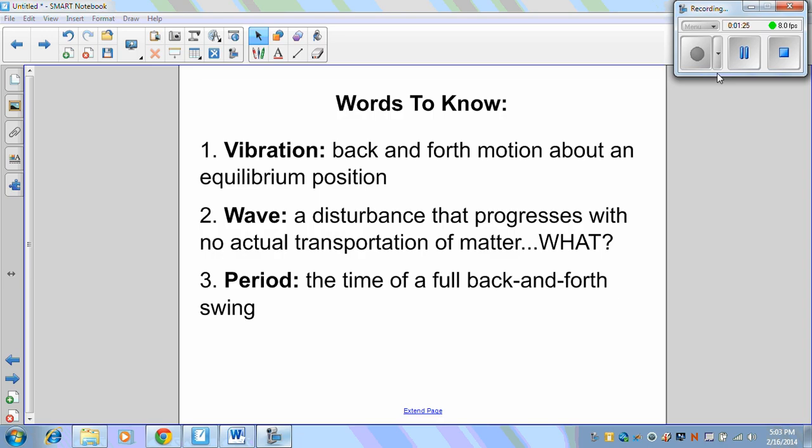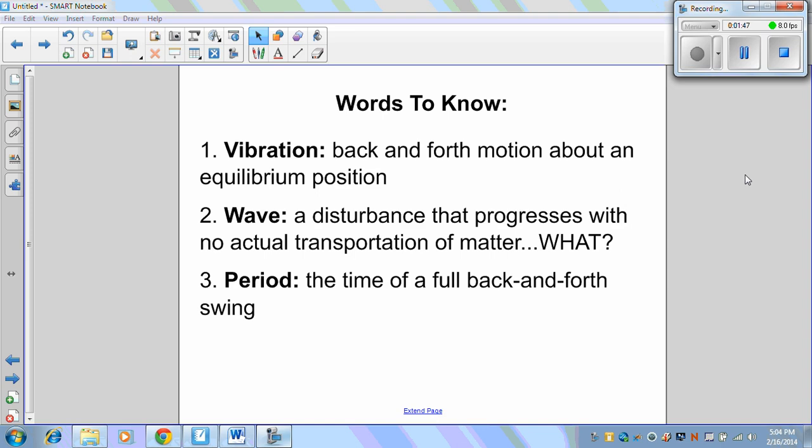The third thing that you need to know is a period. A period is the time of a full back and forth swing. So let's say you take that pendulum and you pull the object that's hanging from the string as close to you as you possibly can, and you let it go. The time that it takes for that object to swing all the way to its furthest point away from you and then all the way back to you is called its period.